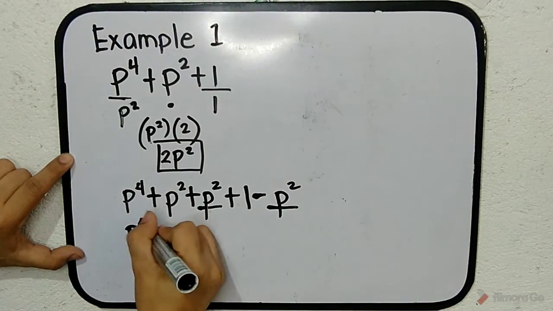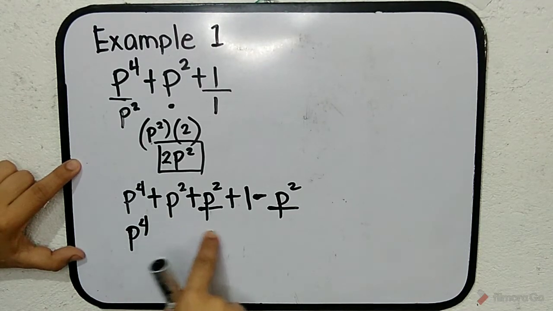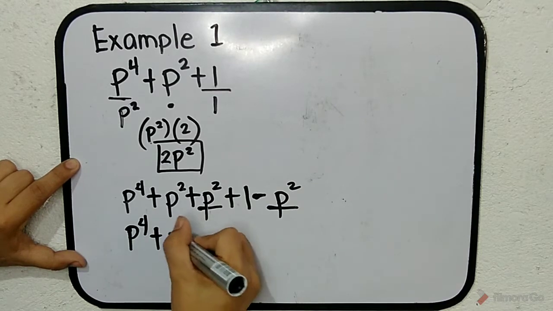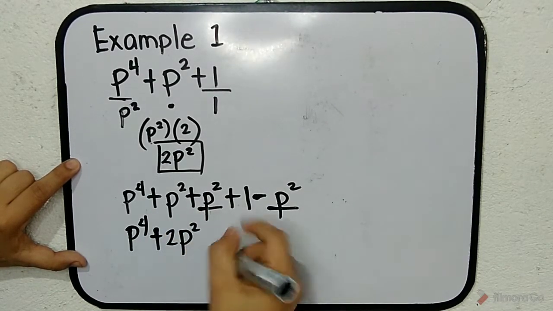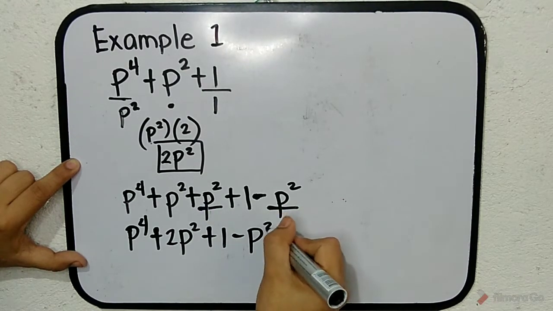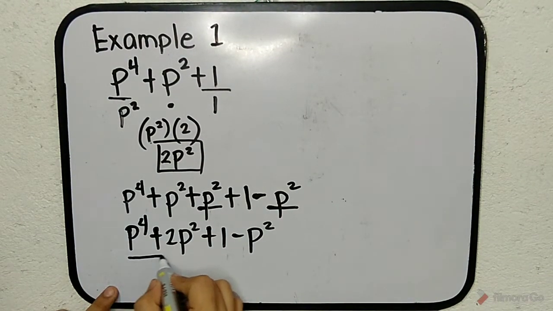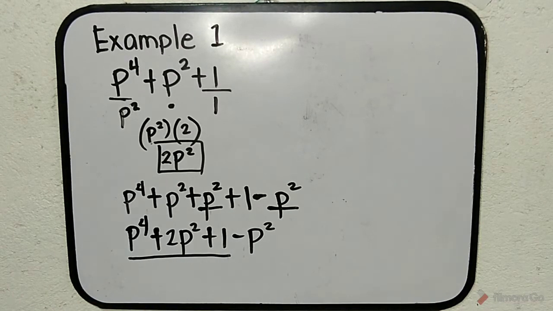So, p to the fourth. Napansin nyo class, meron tayong like terms, di ba? P squared plus p squared ay 2p squared. Plus 1 minus p squared. Okay. So, mapapansin natin ng ating p to the fourth plus 2p squared plus 1 ay pwede natin kunan ng square of a binomial. So, pwede natin siyang mapaktor. So, p to the fourth plus 2p squared plus 1. Paano po natin makukuha ang square of a binomial nitong ating perfect square trinomial?